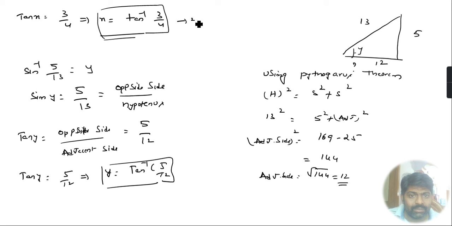So this is 2 and this is 3. Substitute 2 and 3. The next one is 3 by 4 and 5 by 12. Substitute 2 and 3 in 1.